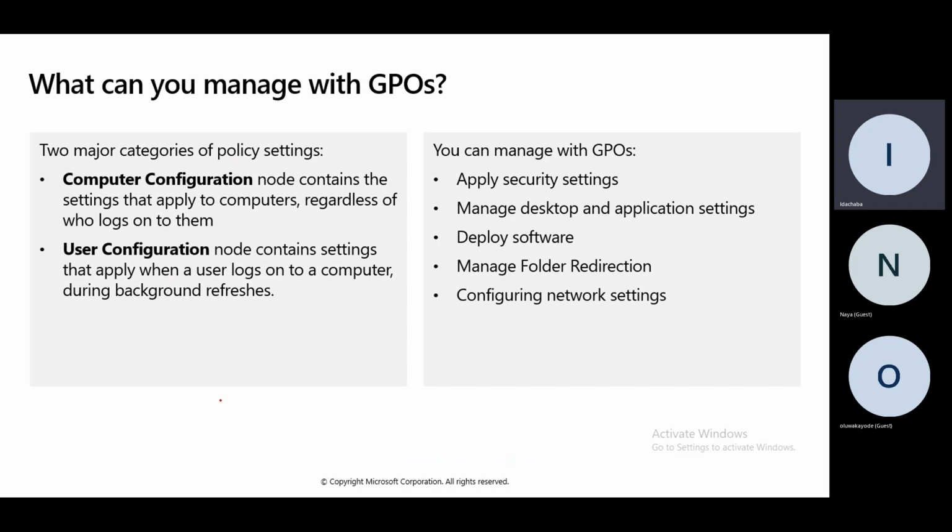For user configuration too, the node contains settings that apply when a user logs in to a computer, during a background refresh. You understand? So that means, for example, if you want to log in now, you say your password must be 12 characters. If you don't reach 12 characters, it will not accept you. You understand?